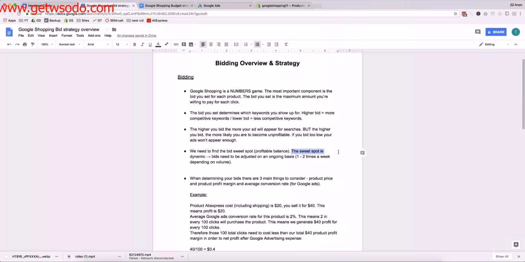So I've got here, the sweet spot is dynamic. This means that say you're extremely profitable on a product with a 48-cent bid, right? In a week or 2 weeks' time, that same bid could potentially become unprofitable. That's because other advertisers are also bidding as well. So it's dynamic, right? So we need to change our bids on an ongoing basis.